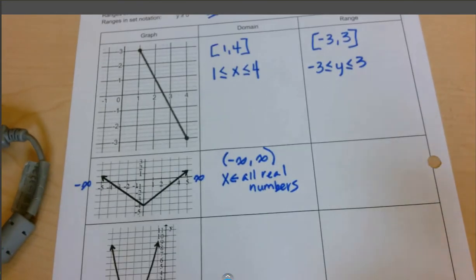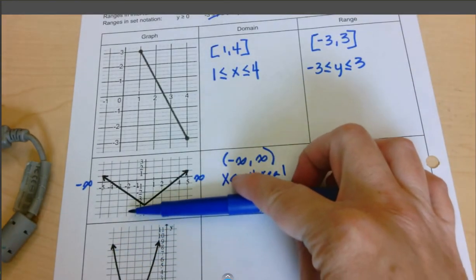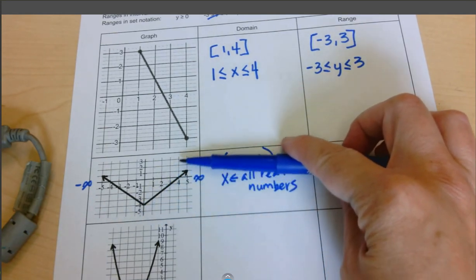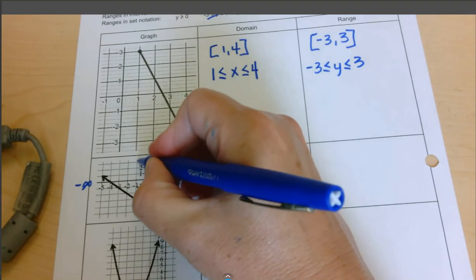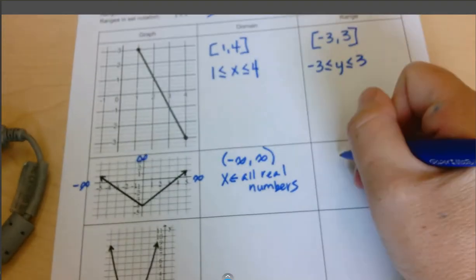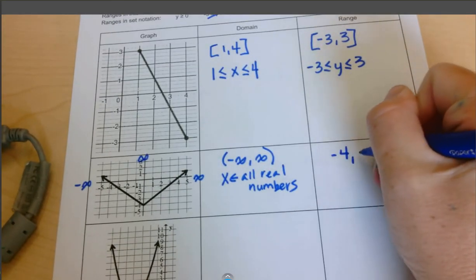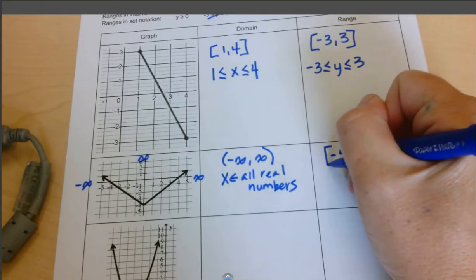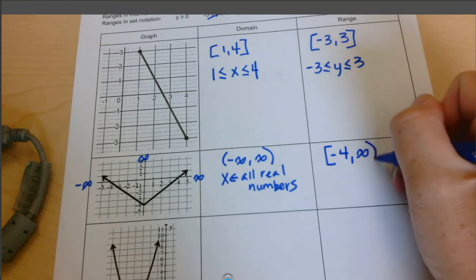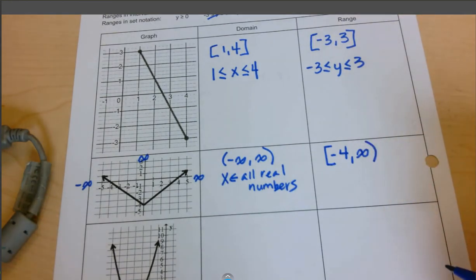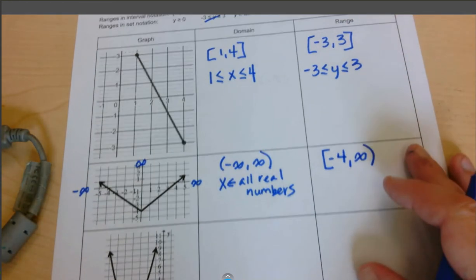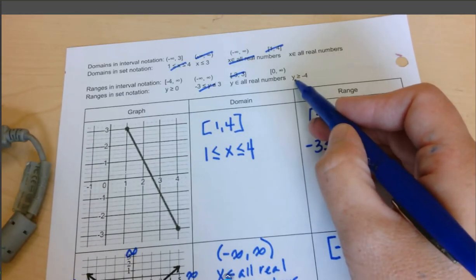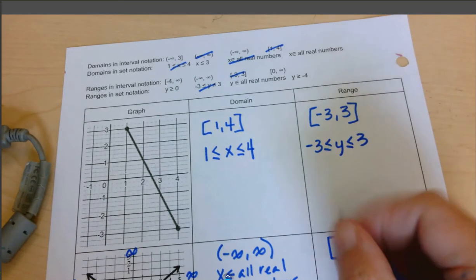All right, my range does have a starting point. My smallest y value is here at -4, and it keeps going up, up, up, and those arrows keep going up to infinity. So I'm starting at -4 and I'm going to infinity. I want to include -4 with a square bracket, and I cannot get to infinity, so always put a parenthesis on infinity. Looking at my choices here for range, here's the y values that are greater than or equal to -4.